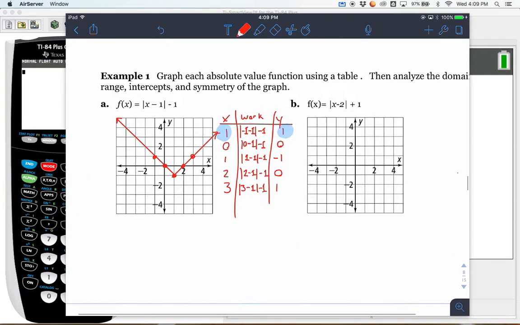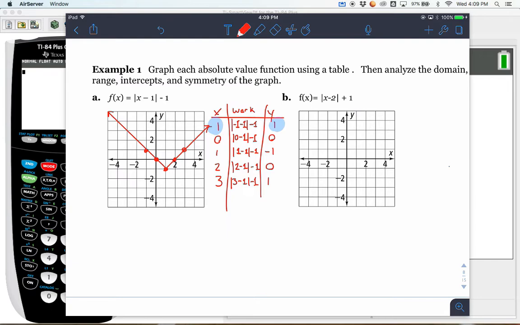Alright, and what else do we need to do here? Graph using the table, analyze the domain, the range, the intercepts, symmetry of the graph. Alright, so domain for these. Domain's pretty nice. It's going left and right forever. It's because of those arrows. So we're going to say the domain is from -infinity to +infinity.